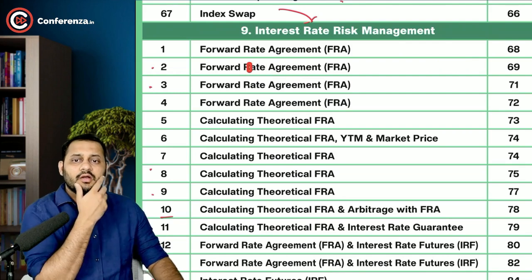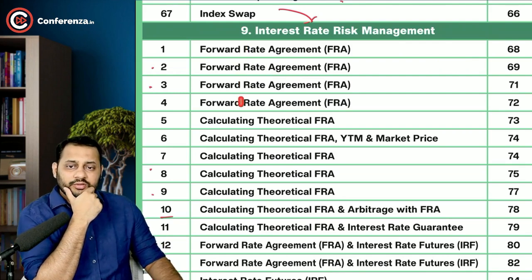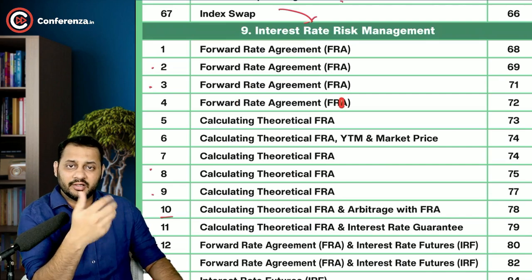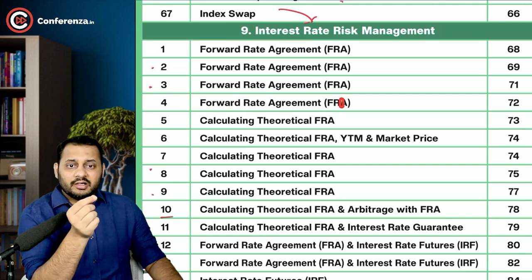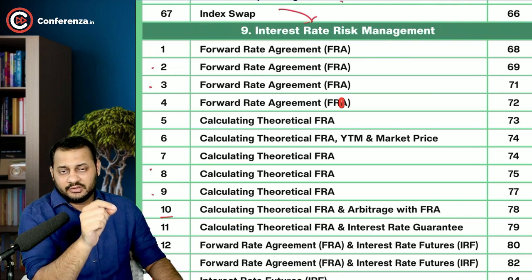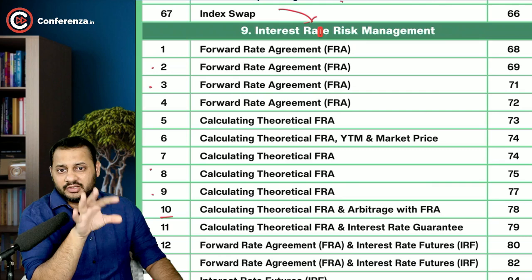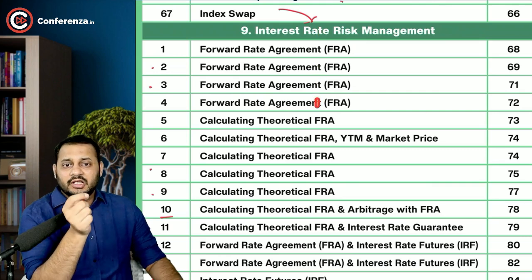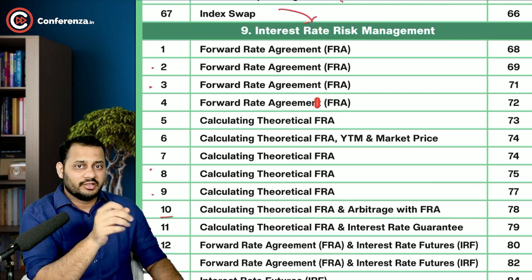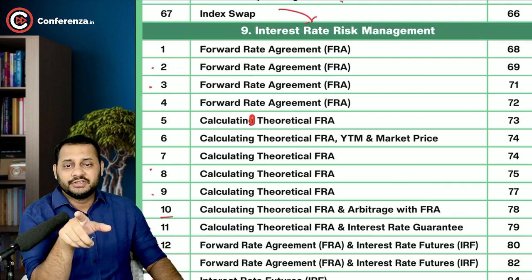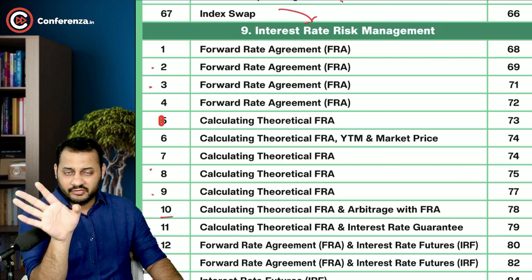In the first 4 questions, you are going to use the forward rate agreement already given in the question. That is the actual market price of FRA. But whether it is correct or not will be decided by calculating the theoretical FRA, which we are going to discuss from question number 5.